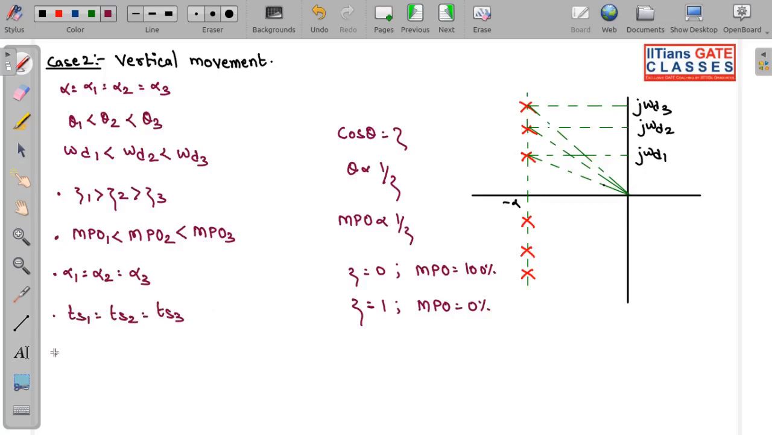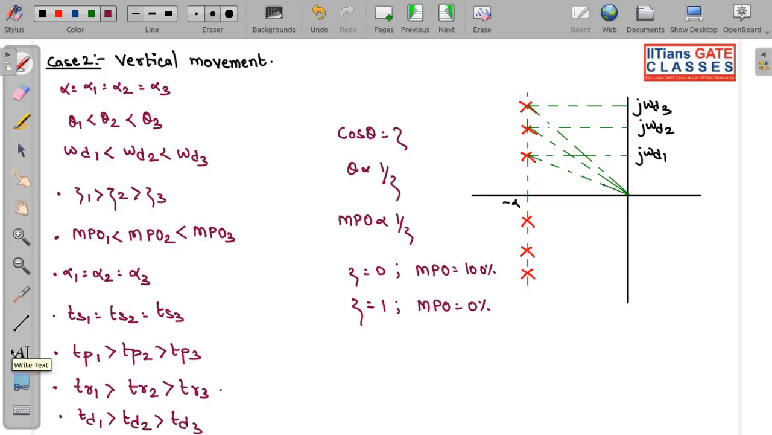Now next, talking about omega d1. Omega d1 less than omega d2 less than omega d3. So peak time will be tp1 greater than tp2 greater than tp3. Now if peak time is following this order, then rise time will be tr1 greater than tr2 greater than tr3. And what about delay time? Delay time will also follow the same pattern only, td1 greater than td2 greater than td3. So this is the concept.